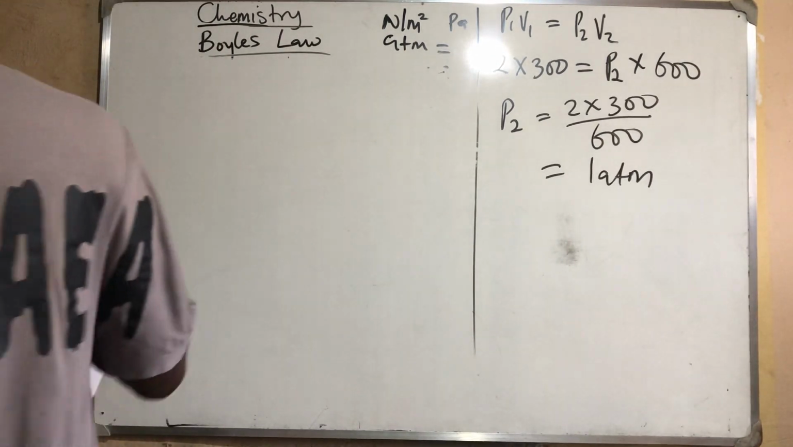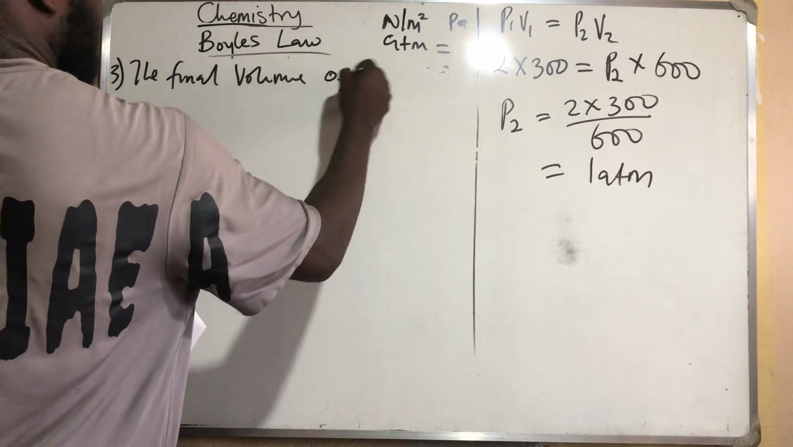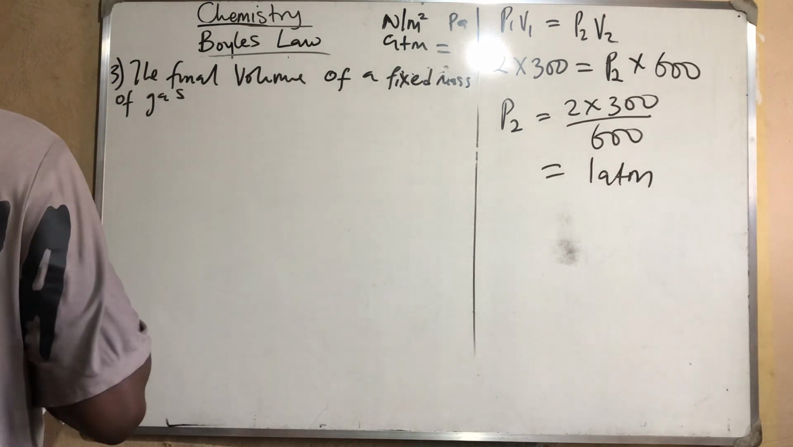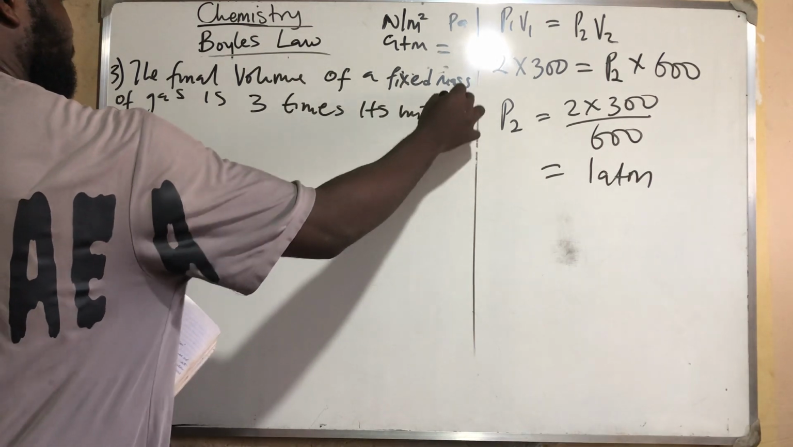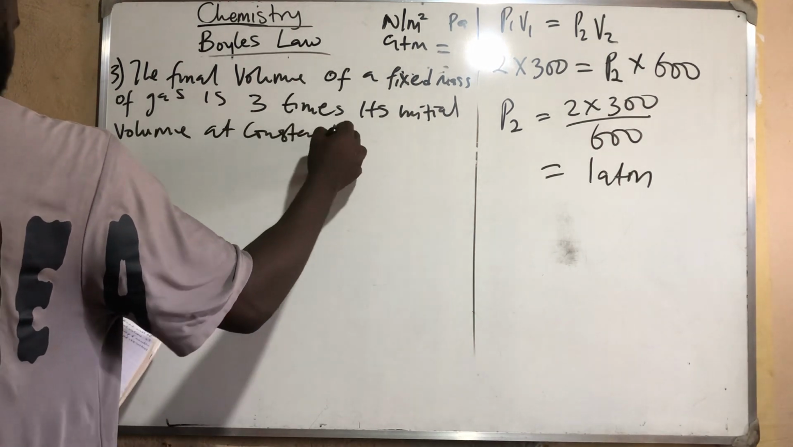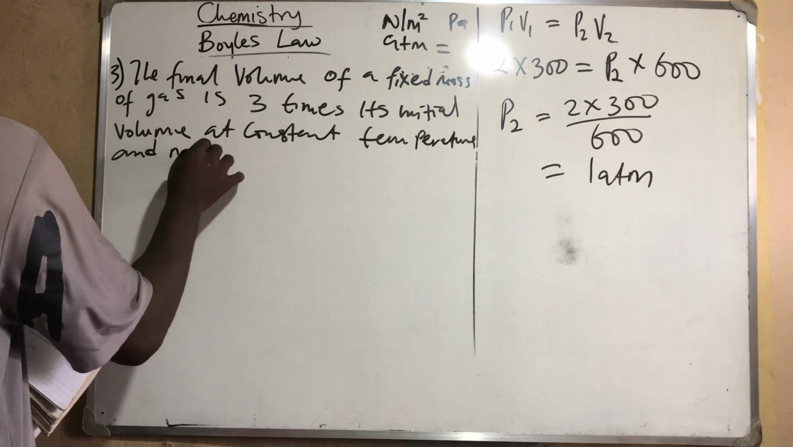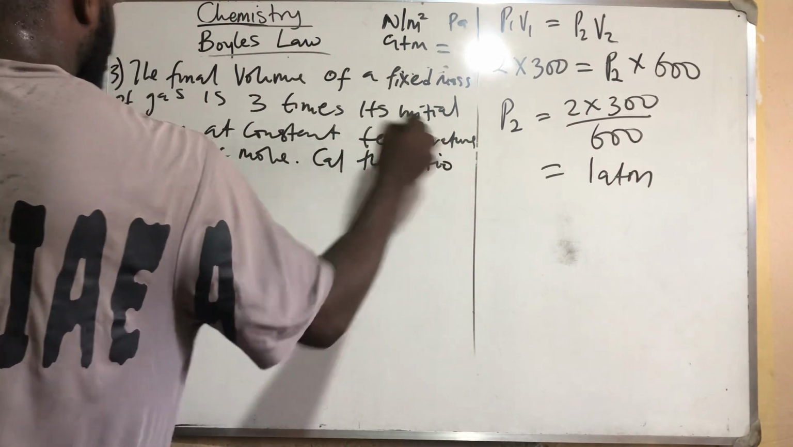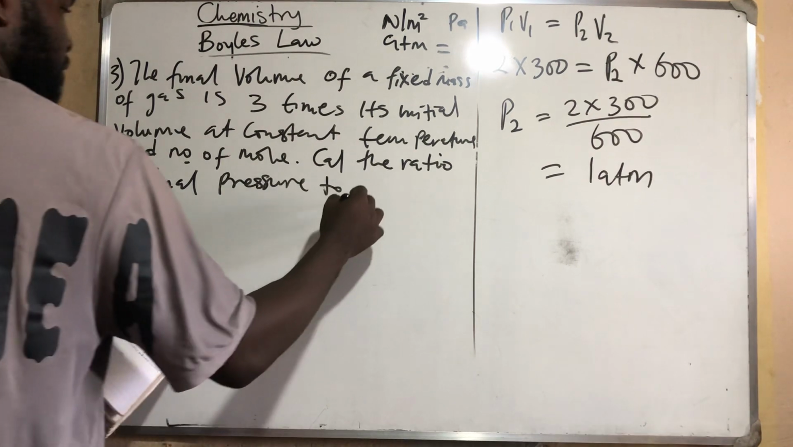The next question, number 3, said: the final volume of a fixed mass of gas is 3 times its initial volume, at constant temperature and number of moles. Then it says calculate the ratio of final pressure to the initial pressure.